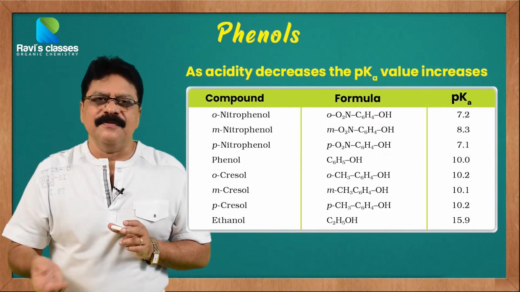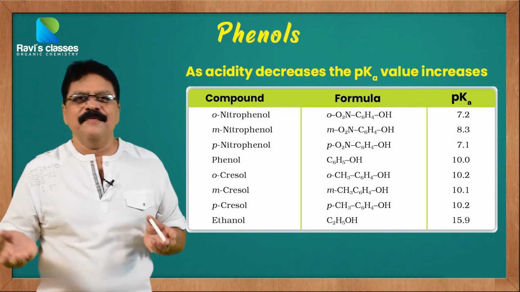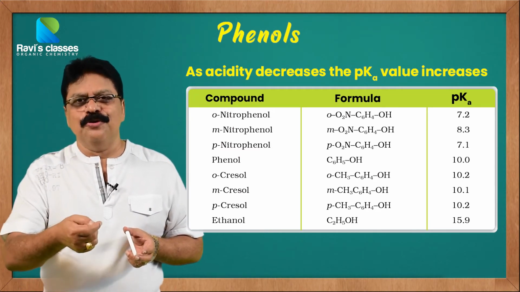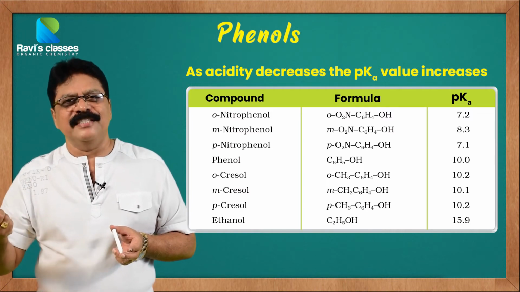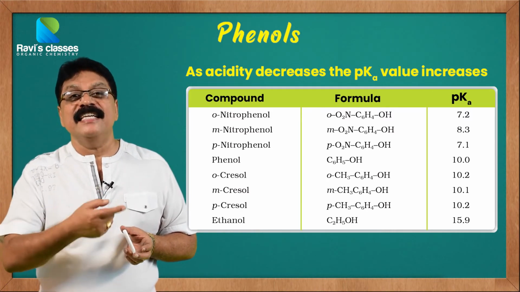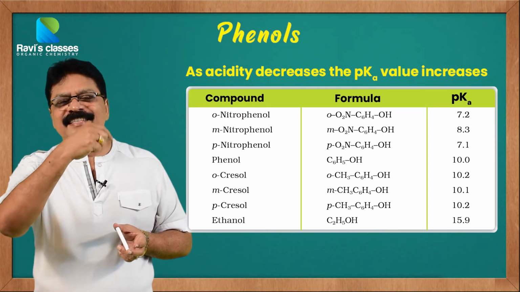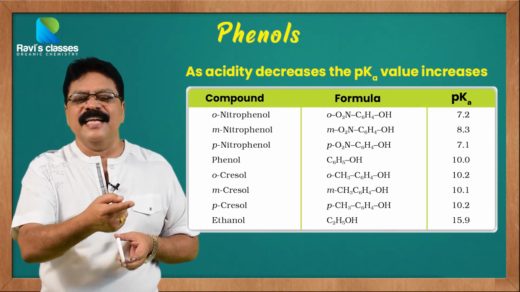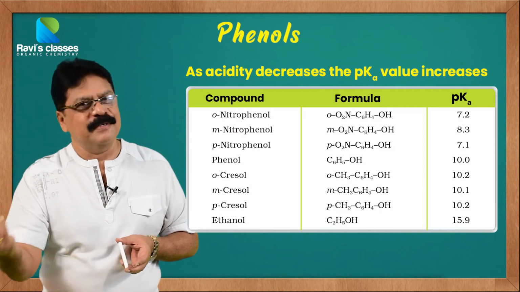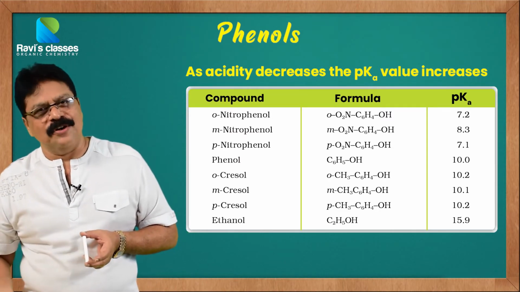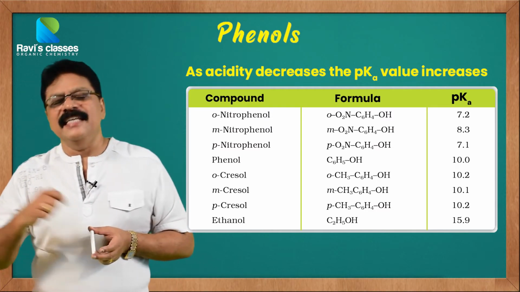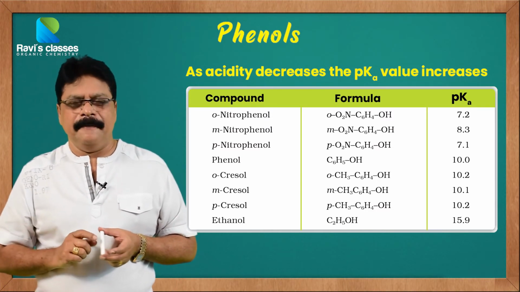Now, let us take the case of a deactivating group. A deactivating group like the nitro group increases acidity. Why? Because the NO2 group withdraws electrons from the benzene ring due to its deactivating character. This will facilitate oxygen's electrons entering the ring faster. As a result, it becomes a phenoxide anion faster, and therefore release of H plus is faster. So, we say it is a stronger acid. So, activating groups decrease acidity, deactivating groups increase acidity.